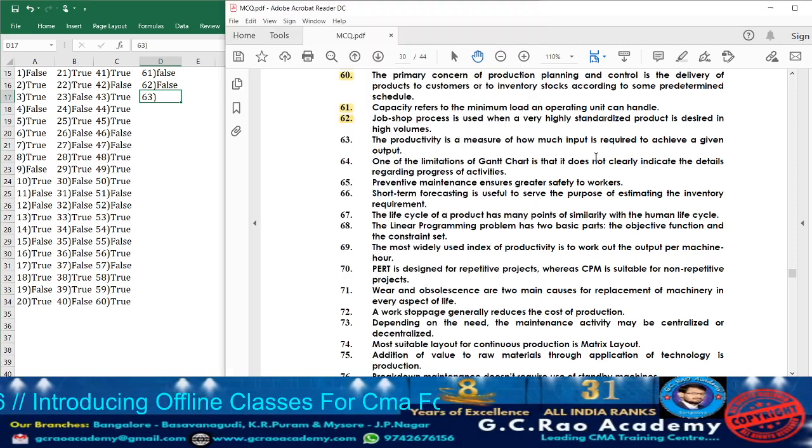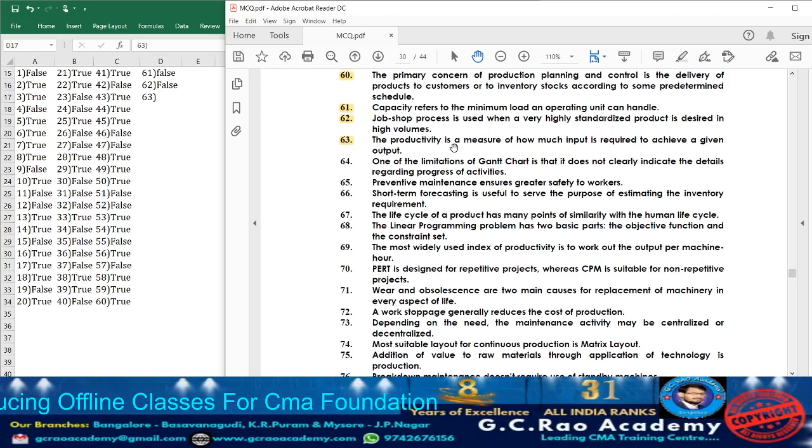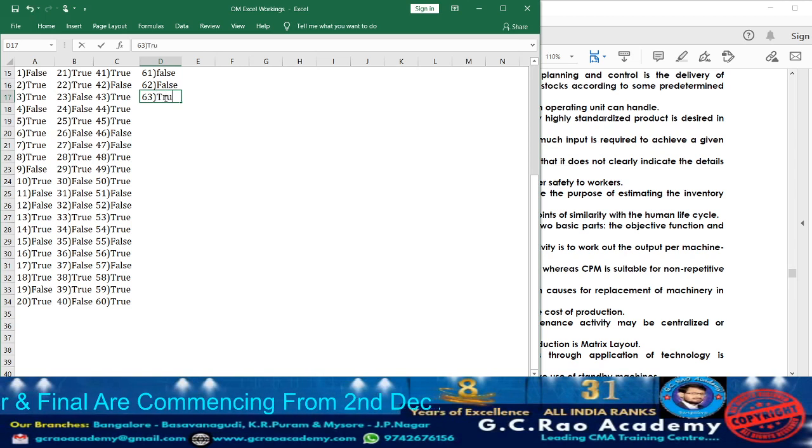Now let us move on to statement 63. What they are telling: productivity is a measure of how much input is required to achieve a given output. See, what is productivity? With the help of productivity, they measure how much input is required to achieve the given output. Means output divided by input, we tell it as productivity. So the statement 63, whatever they have given, is true.